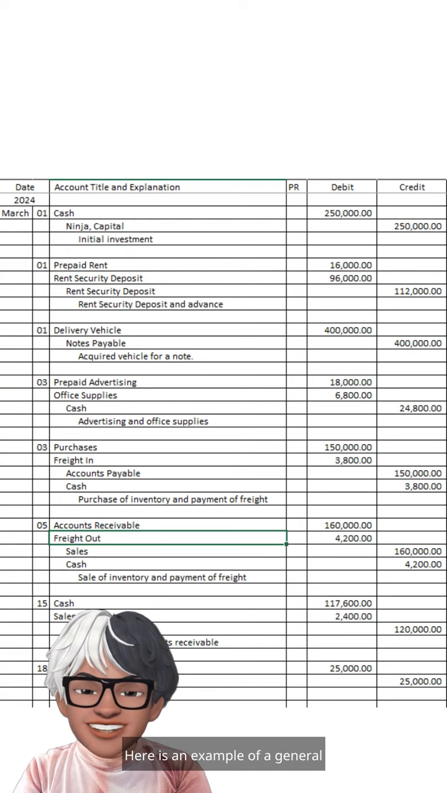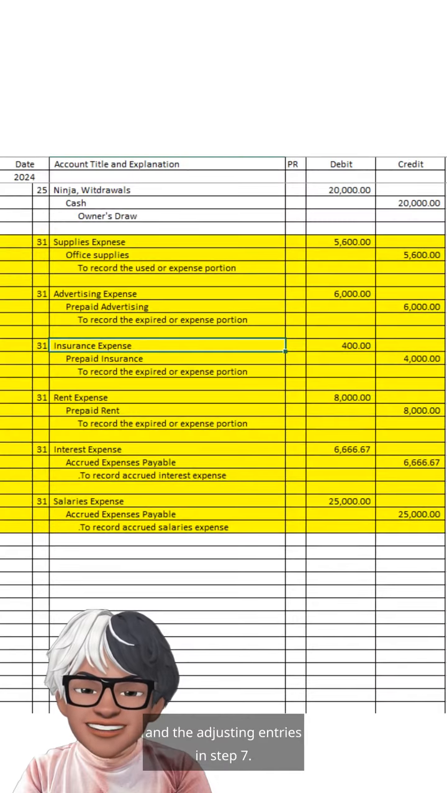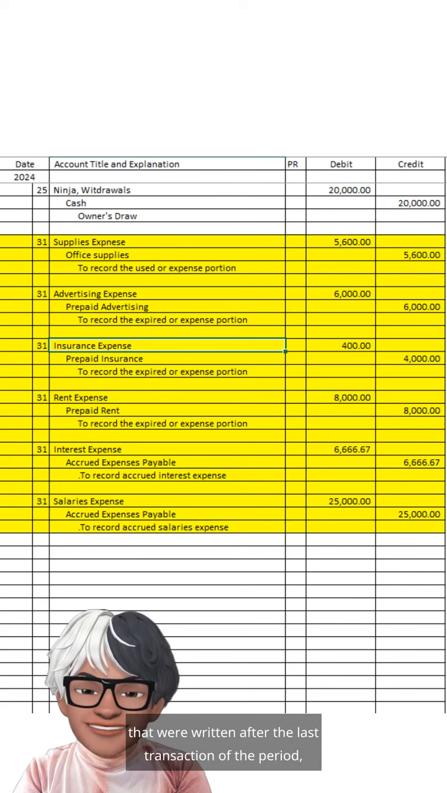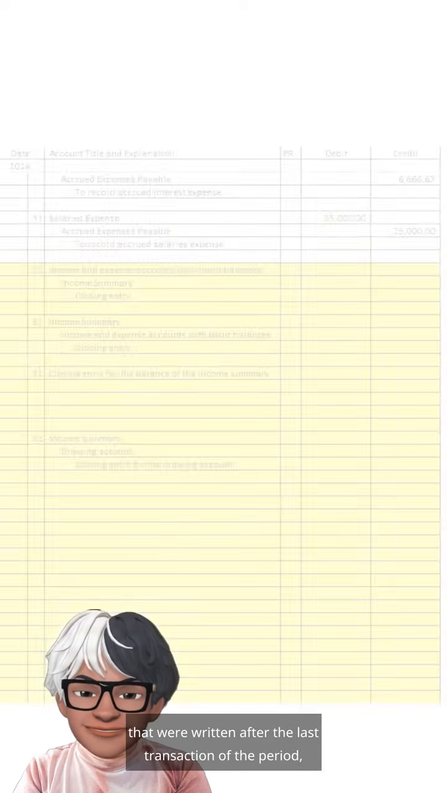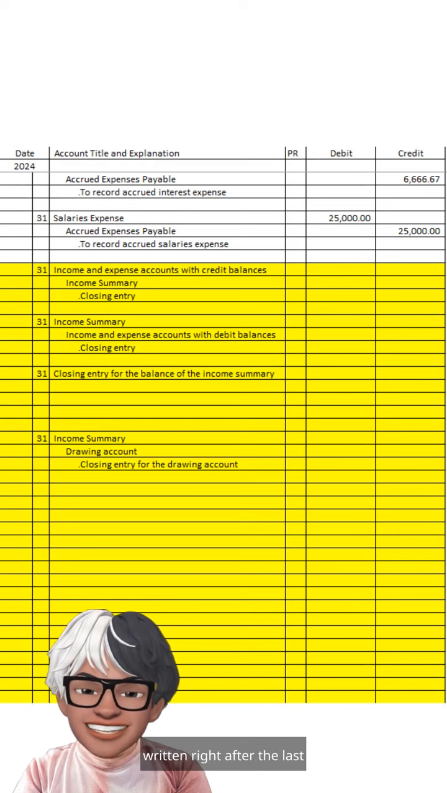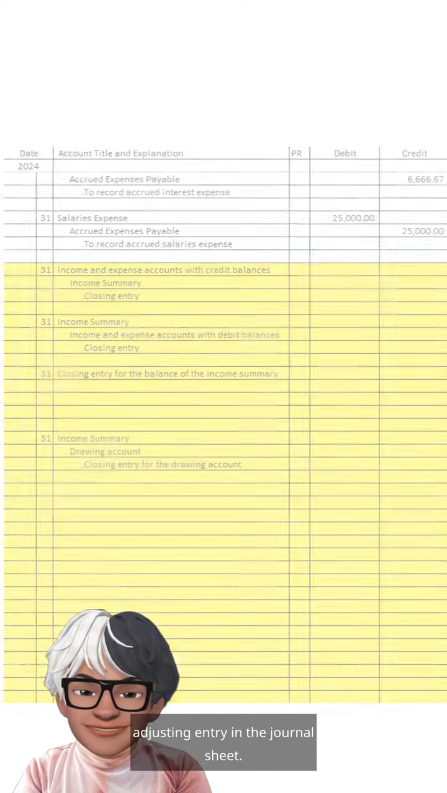Here is an example of a general journal sheet used to journalize the usual transactions of an enterprise, and the adjusting entries in Step 7. Just like the adjusting entries that were written after the last transaction of the period, the closing entries shall also be written right after the last adjusting entry in the journal sheet.